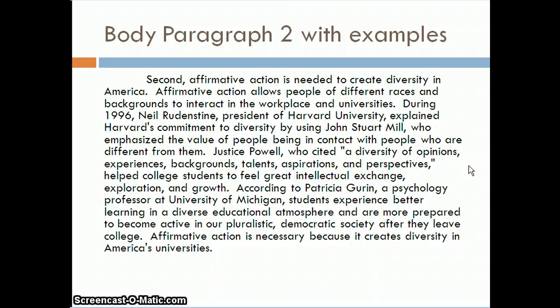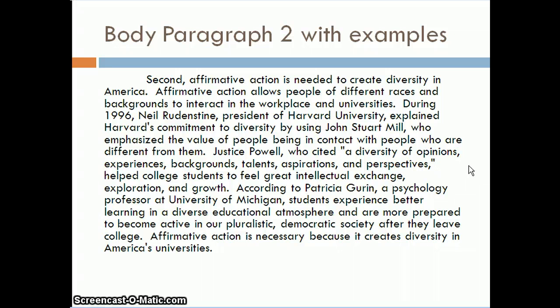During 1996, Neil Rudenstine, president of Harvard University, explained Harvard's commitment to diversity by using John Stuart Mill, who emphasized the value of people being in contact with people who are different from them. Justice Powell, who cited a diversity of opinions, experiences, backgrounds, talents, aspirations, and perspectives, helped college students to feel great intellectual exchange, exploration, and growth.